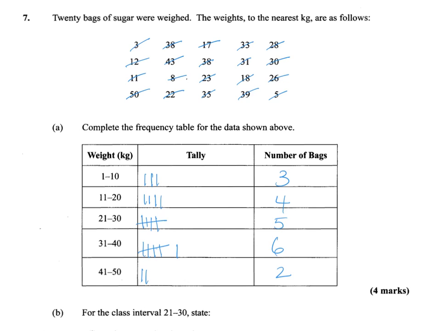So this is what the tally will finally look like after we tally each of them, and we put in the number of bags, 3, 4, 5, 6, and 2, and then we total it up to make sure we come back to 20, so that we know that we have tallied it correctly.